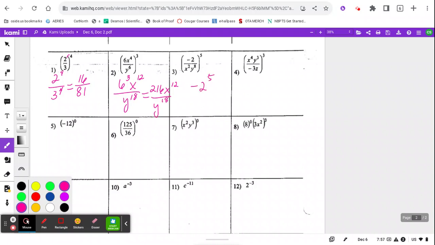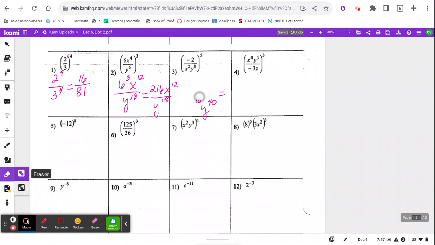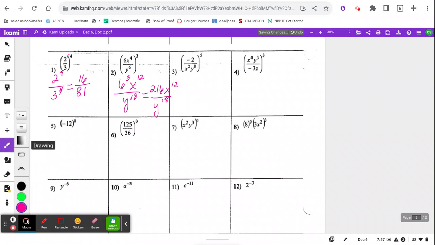Negative 2 to the 5th, careful, that's negative. That's also multiplying to the 5th power. X to the 10th, y to the 40th. This is going to become negative 32 on the numerator in the final answer. Let me make more space for this one.